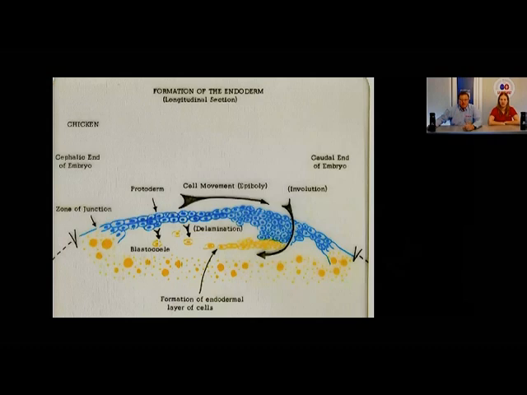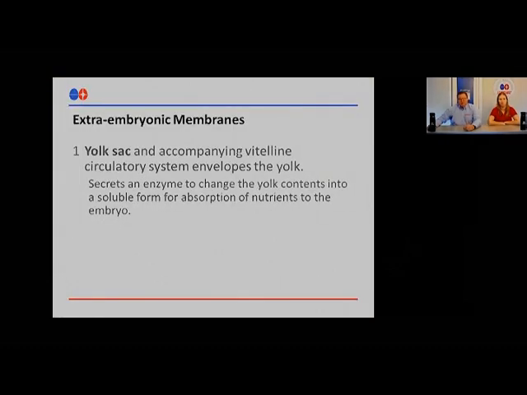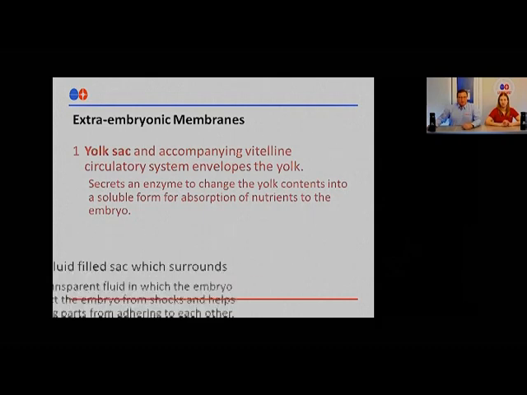So we can see a couple pictures here, which I won't spend a lot of time on, but if you get this after the fact, you can spend a little bit more time looking at these. Looking at our extra-embryonic membranes that we're a little bit more familiar with, the yolk sac accompanies a vitelline circulatory system and envelops the yolk. We saw that development start to occur around the yolk, and the yolk sac will secrete an enzyme that acts to change the contents of the yolk into a form that can be utilized by the embryo as nutrients. So again, that is a very important function to allow the embryo to get all the nutrients it needs, because remember, everything it needs to grow has to be contained in that egg, and it has to be in a form that it can be used.